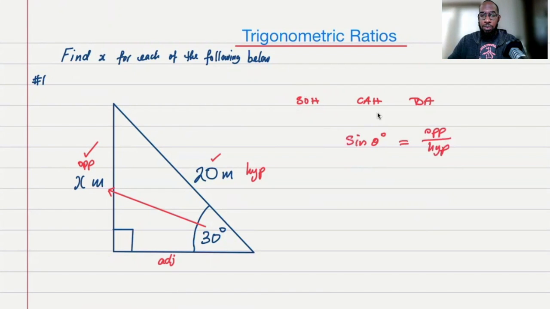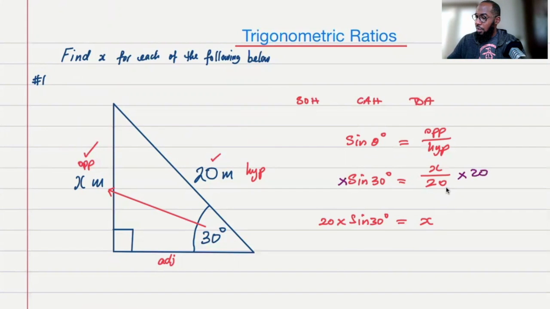Now we substitute in what we have. We have sine 30 degrees is equal to opposite, which is x, over hypotenuse, which is 20. So therefore, x is equal to 20 multiplied by sine 30 degrees. You didn't have to put the multiplication sign, I just put that for emphasis. To get rid of the 20, it simply means we multiply both sides by 20. This will cancel out here, we remain with x.